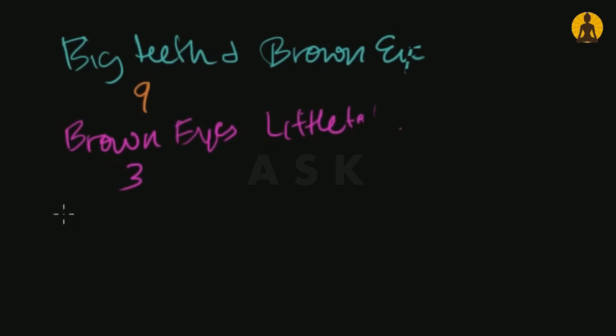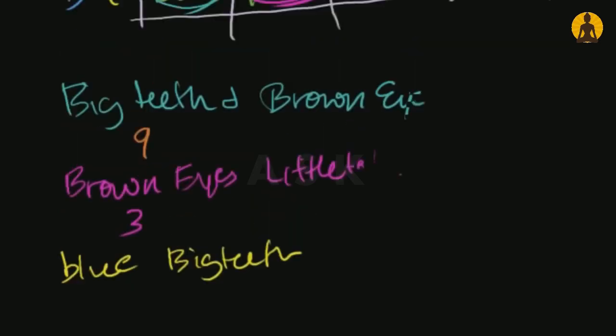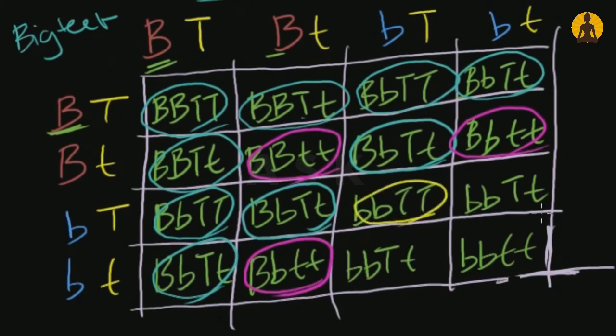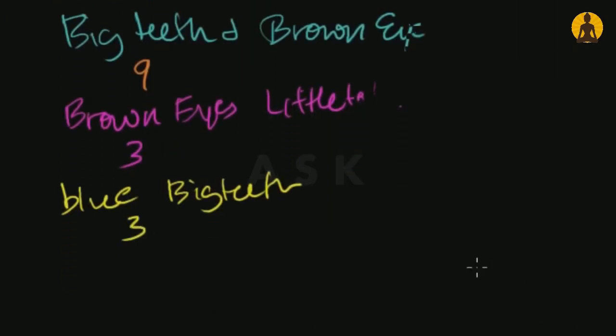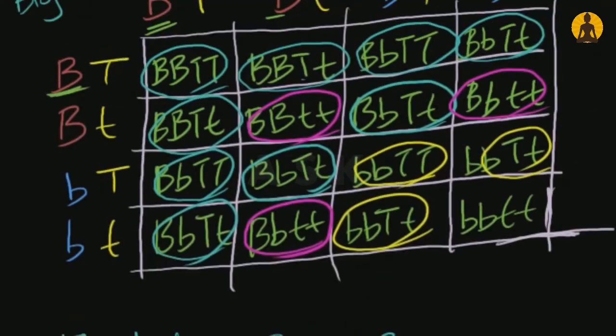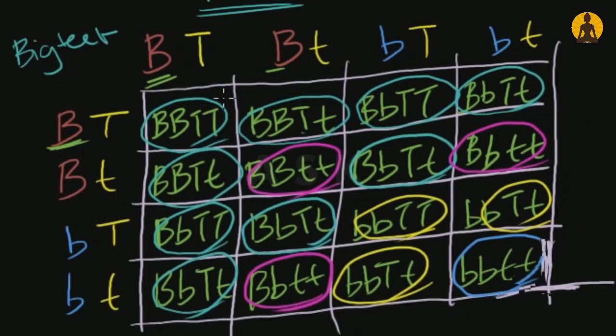3. And if I were to say blue eyes and big teeth, what are the combinations there? Well, this is blue eyes and big teeth, blue eyes and big teeth, blue eyes and big teeth. So there's 3 combinations there. And then if I want to be recessive on both traits, I want blue eyes and little teeth. There's only one. Out of the 16, there's only one situation where I inherit the recessive trait from both parents for both traits.